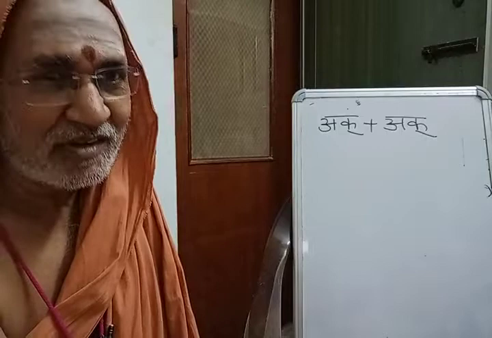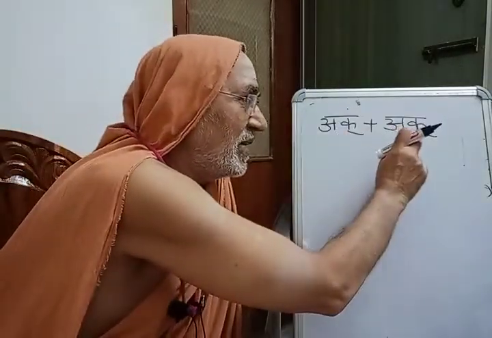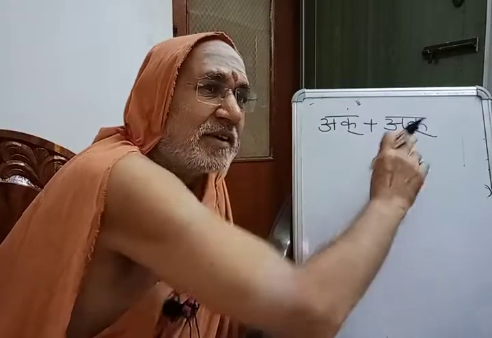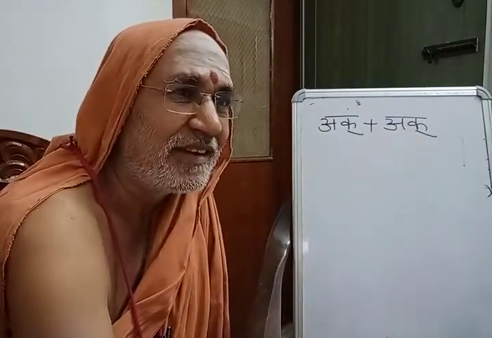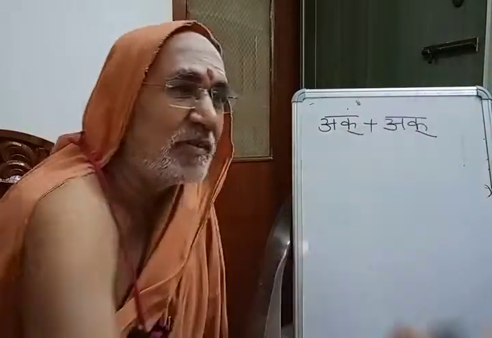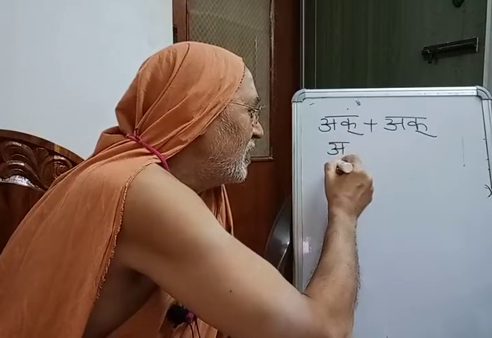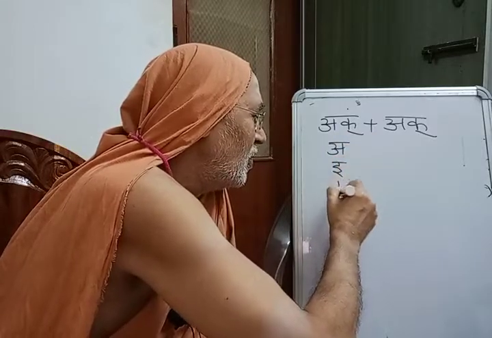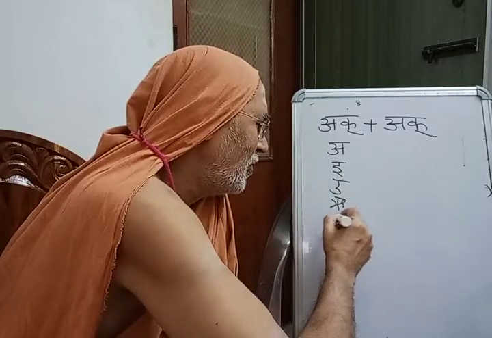When Ak is followed by Ak, dirgha, the Panini shortcut rule, you see: Akah savarne dirghah. When Ak is followed by a similar Ak. Ak means what? Ak means five letters. Ak is a symbol for five letters. Similar means, now Ak, what are they? A, then I, then U, then Ru, then Lu. Okay.